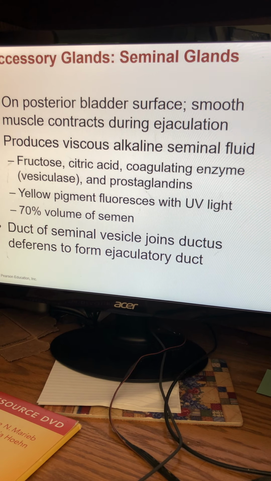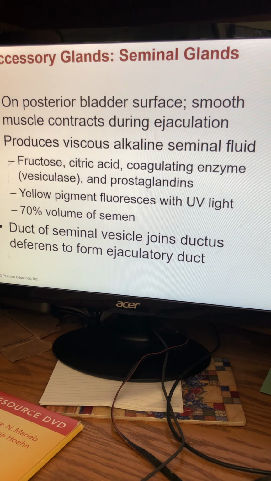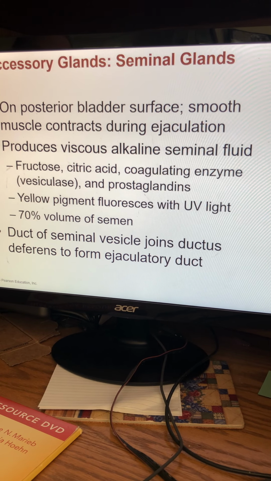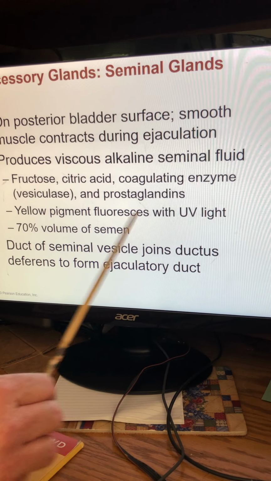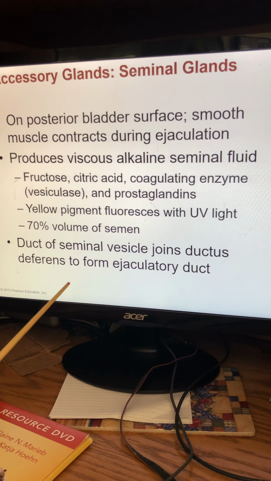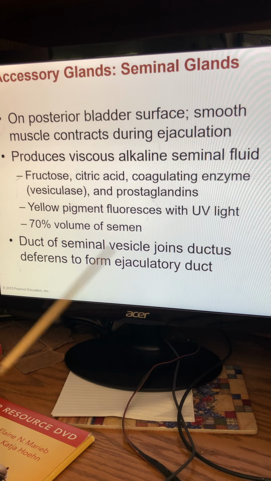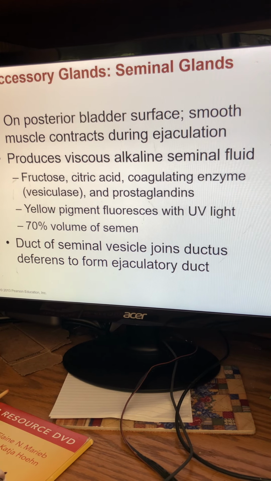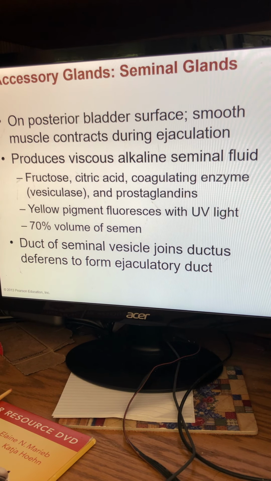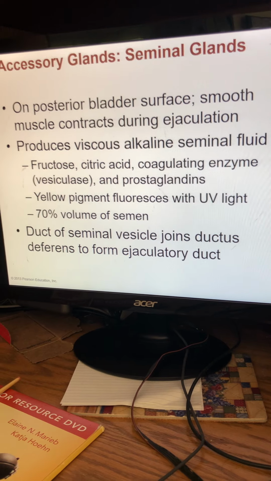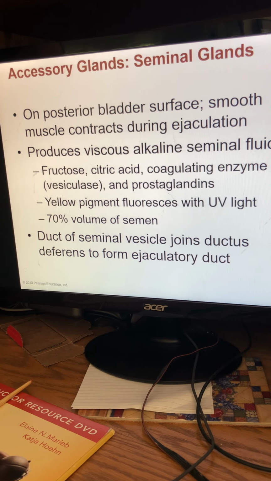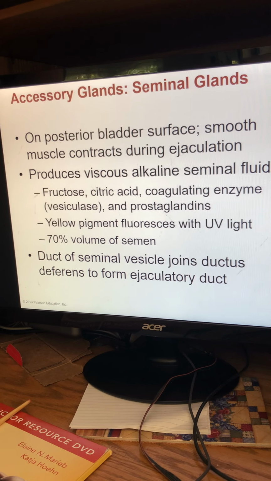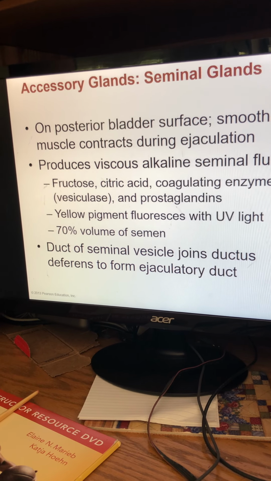Interestingly, and if you've watched any cop shows, if they think that there is ejaculation on the floor or on the carpet or something like that, if you have an ultraviolet light, it'll show up yellow. So if you've ever watched CSI or one of those shows and they have this ultraviolet light, you can actually see the semen secretions on it.